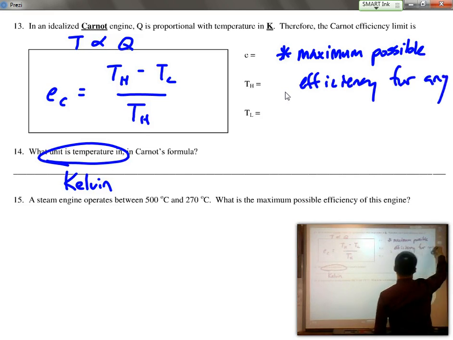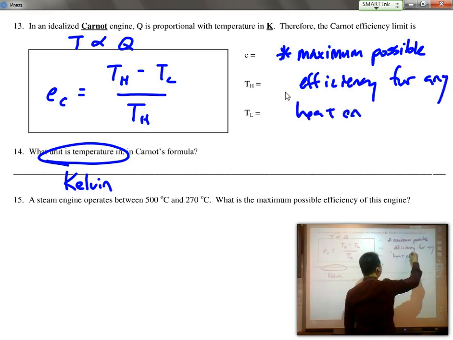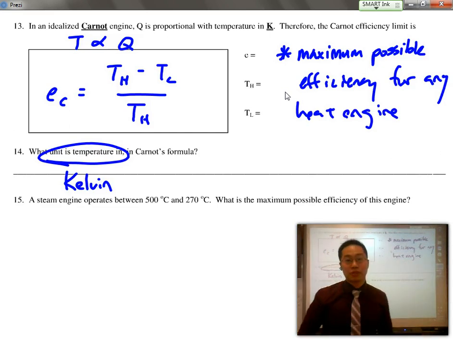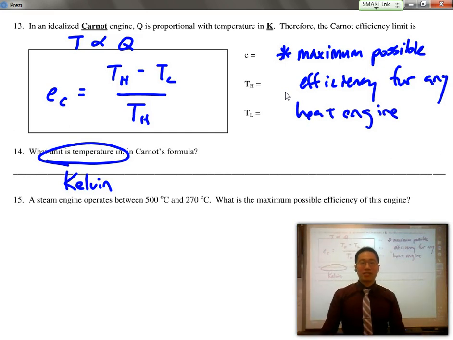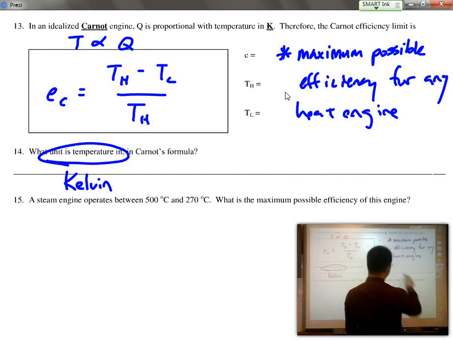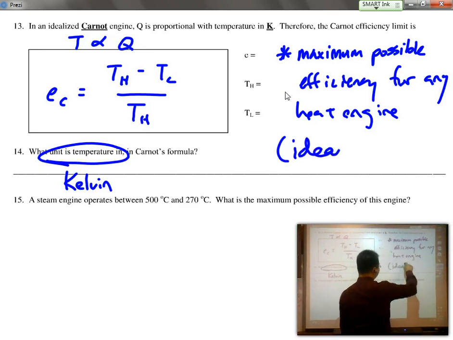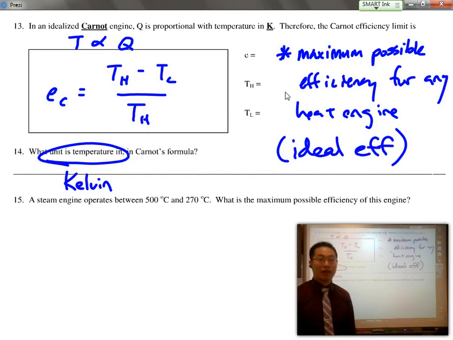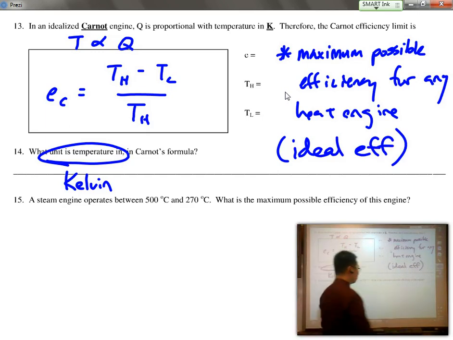for any heat engine. It does not mean 100% efficiency. It just means that if you were to get rid of all the waste, how well could the engine ultimately perform? So Carnot, whenever you see the word maximum possible efficiency, or sometimes they'll use the word ideal efficiency, they're always talking about Carnot and his maximum possible ideal efficiency.